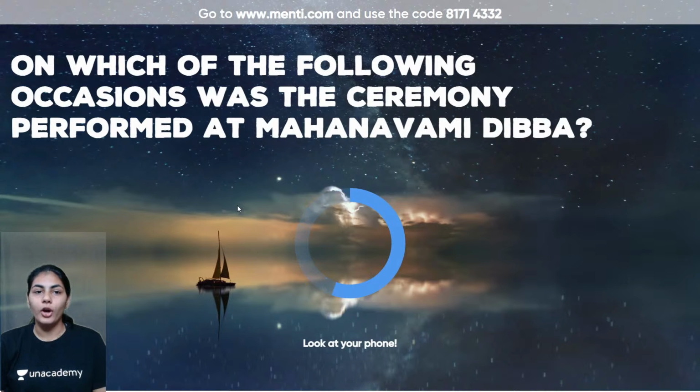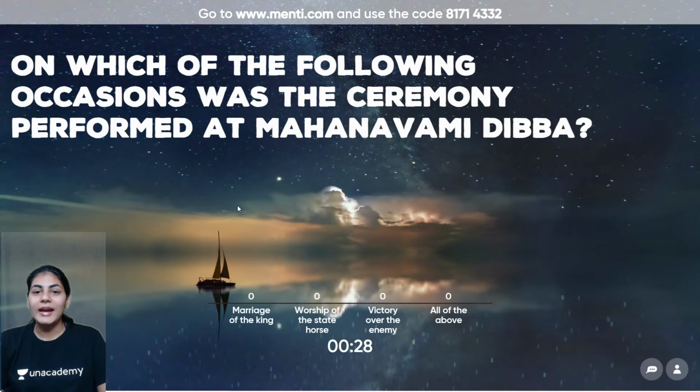On which of the following occasions was the ceremony performed at Mahanavami Dibba? The options are marriage of the king, worship of the state horse, victory over the enemy, and all of the above.